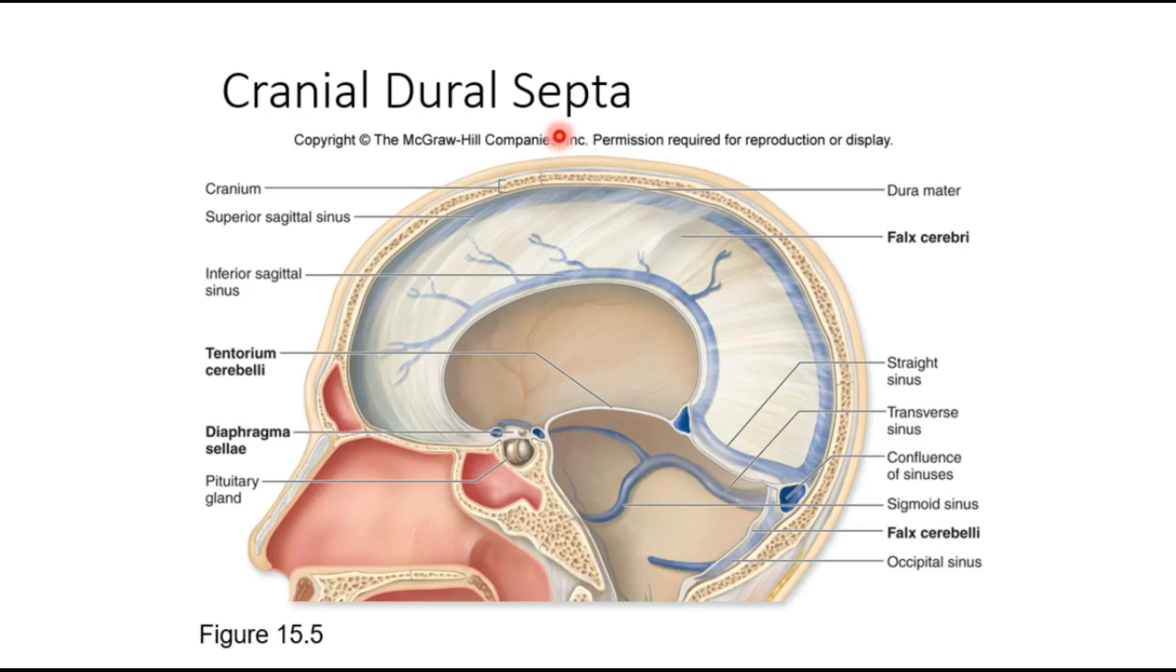Questions, comments? So again, what this is doing is keeping things in place. People have asked me before, what happens if you have a hemispherectomy? Are you going to be blobbing around like a jellyfish inside of your skull? And the answer is no, you're going to fill that space with CSF, and then your dural septa are going to help keep things in place from there.